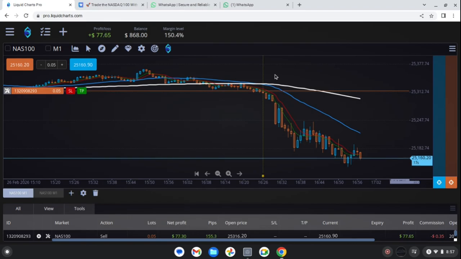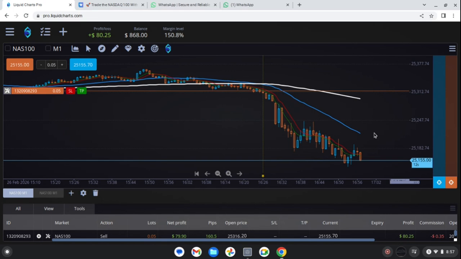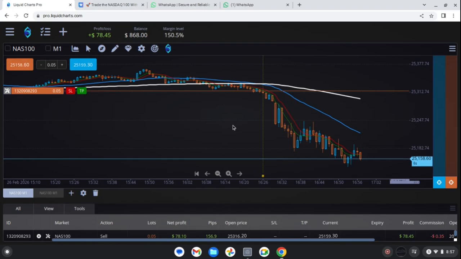I keep that trade up, and as long as this blue is over the white, and you see how it's steady separating, it just means the trend is going to get bigger. Look, I'm still going into profit. Really simple.